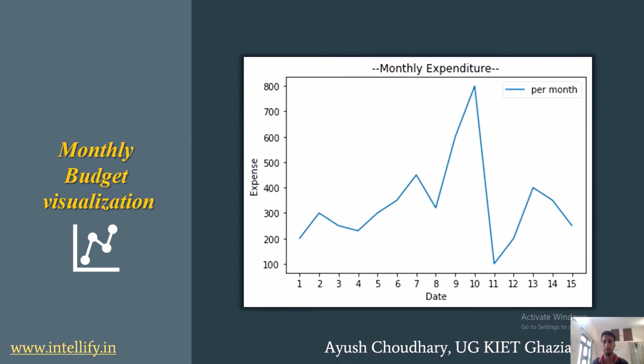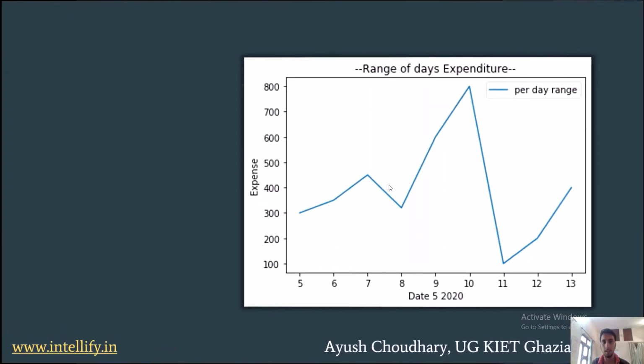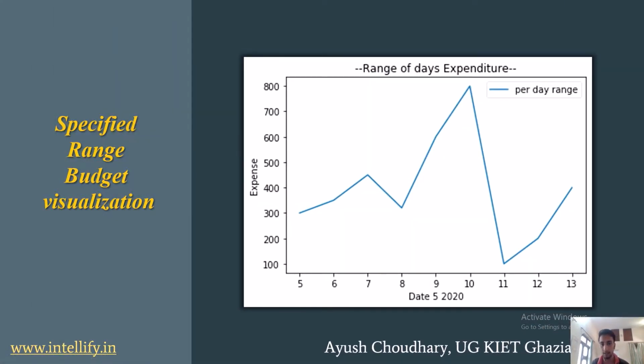And this is how our monthly expenditure will look. As you can see, the highest expense is on date 10, and that is 800 rupees, and the lowest expense is on date 11, and that is 100 rupees, right? So in this way we will deal with our data and plots. Okay, and the range graphical view is quite like that. I've checked the money flow from date 5 to date 13, and it will also show the total expenditure throughout this range.